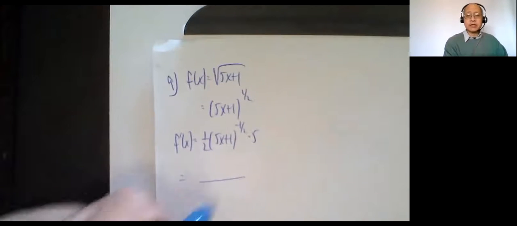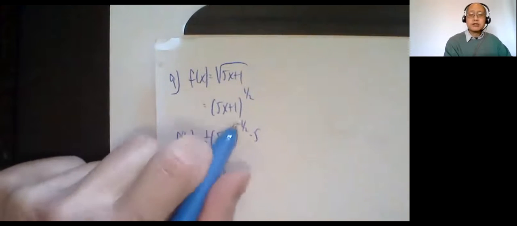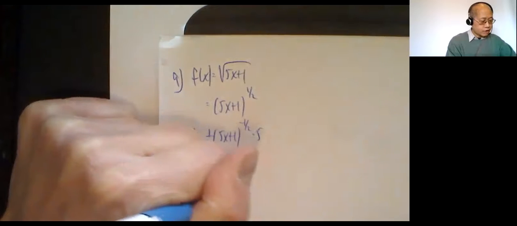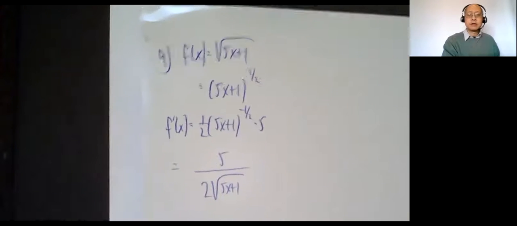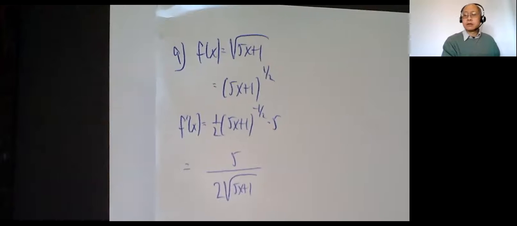And now just a little bit of touch up. 5 on top, 2 on the bottom, square root on the bottom. So 5 over 2 radical 5x plus 1, like so. And that's about it.